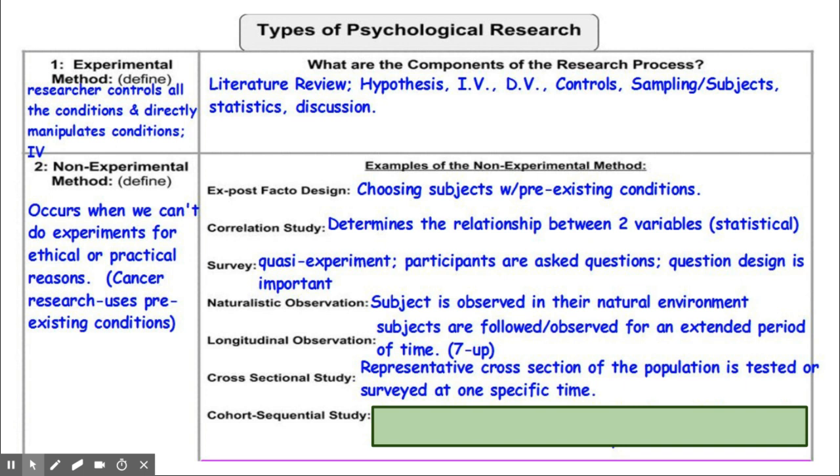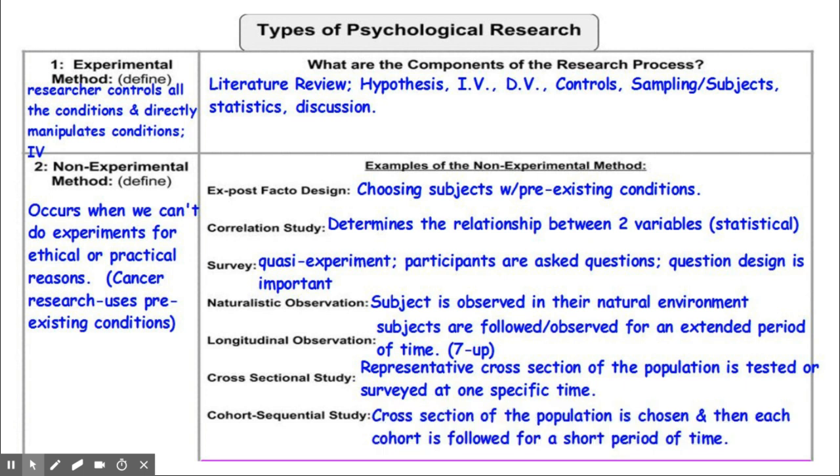And it's not as cumbersome because it's easier to keep track of your subjects. All right, the last part here, the cohort sequential study. This is a cross section of a population that is chosen, and then each cohort is followed for a short period of time. Sometimes this is done within the field of education, particularly with young adults who have graduated maybe from a college program to find out their levels of success.